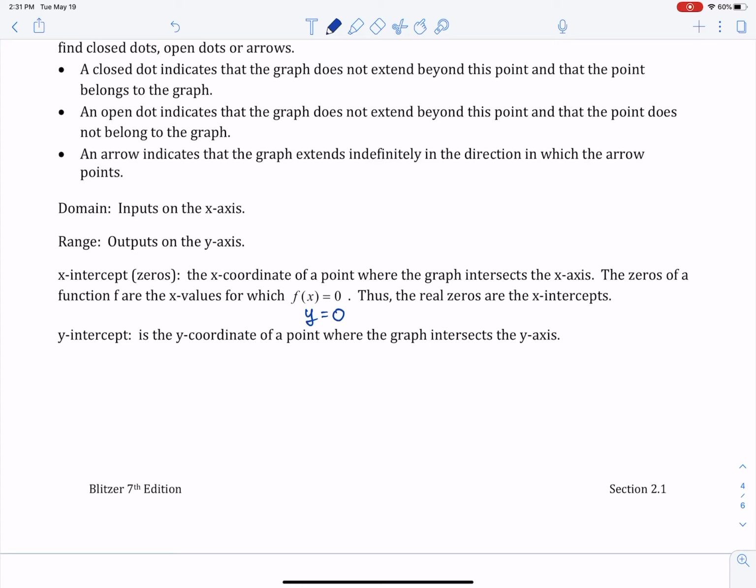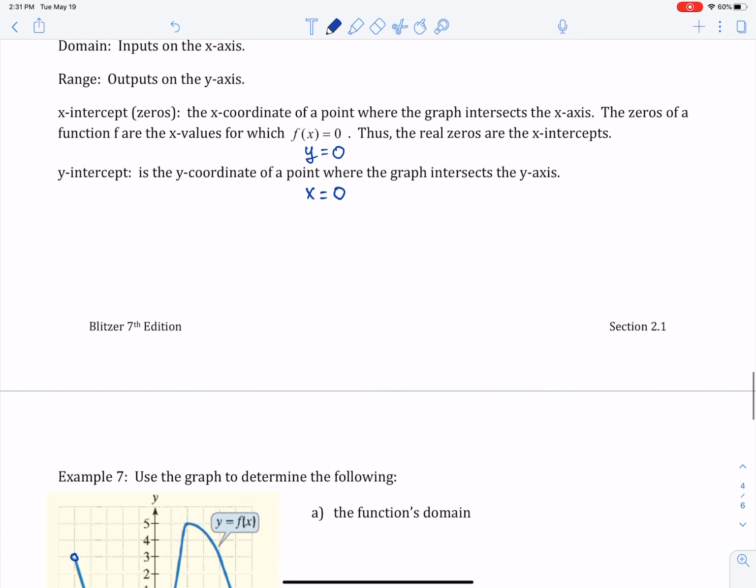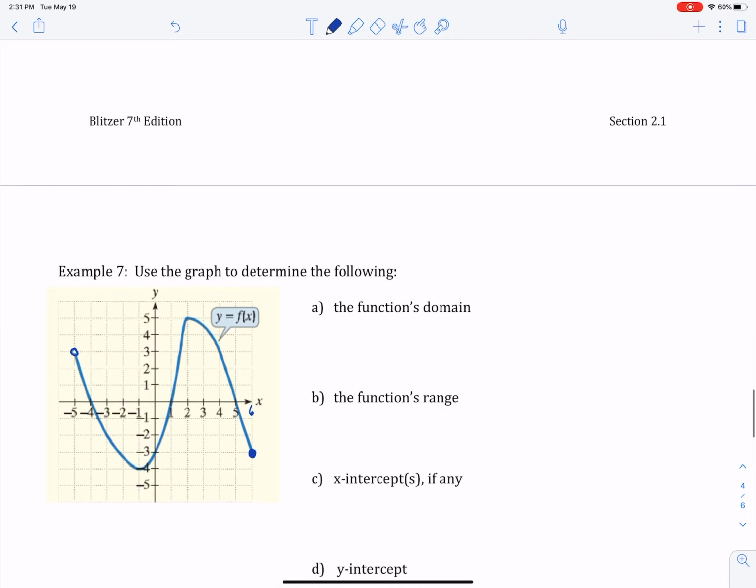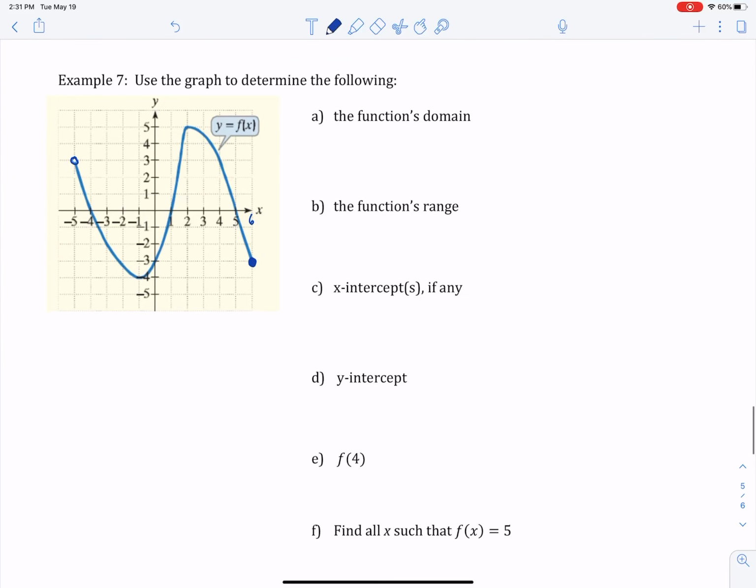The y-intercept is the y-coordinate of the point where the graph intersects the y-axis. Pretty much, the x-intercept is going to contain a value for x, the y-intercept is going to contain a value for y. On the y-axis x is 0, and on the x-axis y is 0. Let's answer those questions.